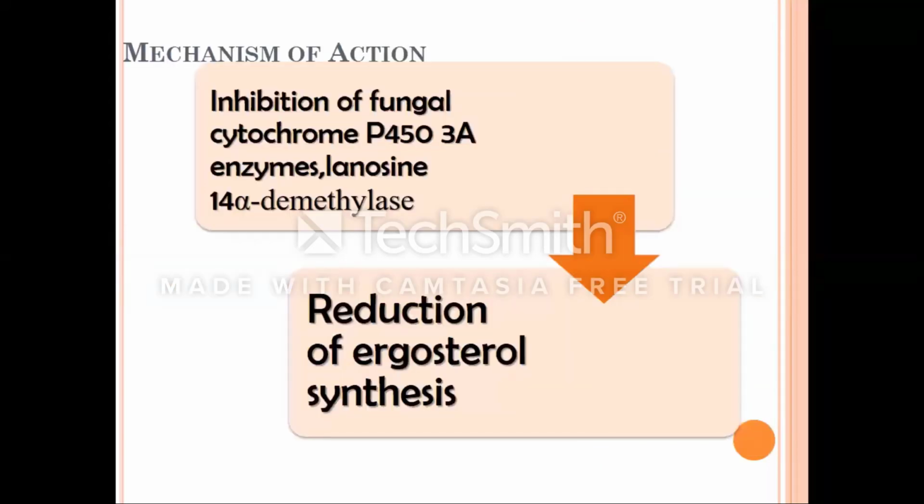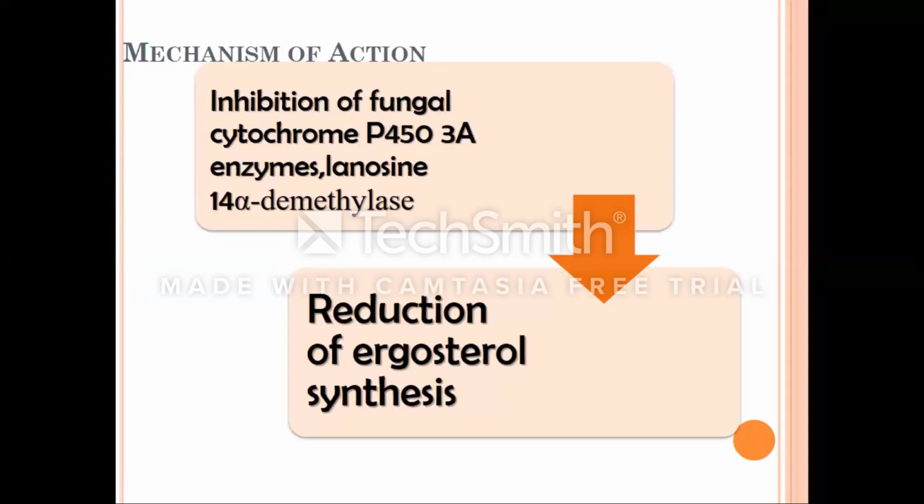Regarding the mechanism of action of azoles, they are known to inhibit the fungal cytochrome P450 enzyme, lanosterol 14 alpha demethylase. Now, what is the role of this enzyme? This enzyme is one of the intermediate enzymes involved in conversion of squalene to ergosterol. Students, do you remember ergosterol, which is an important component of the fungal cell wall?